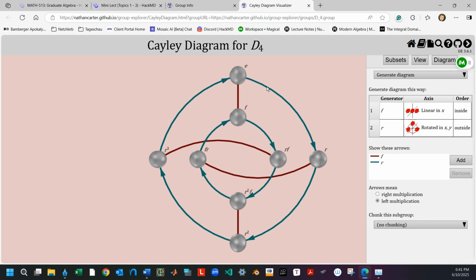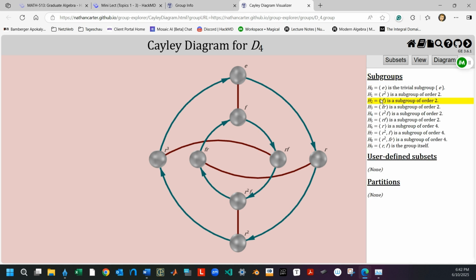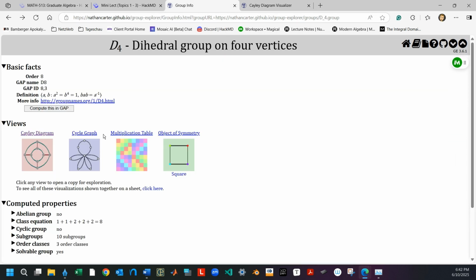Like if I do R, F, right? So R then F, it's going to put me in here. And if I do R again, I get back to F, right? So this will show me that R, F, R will get me back to F. So you can use this to compute things. And you also get a lot of information on these. You can see the subsets. These are all the subgroups that it's generated. So this is just a useful website.